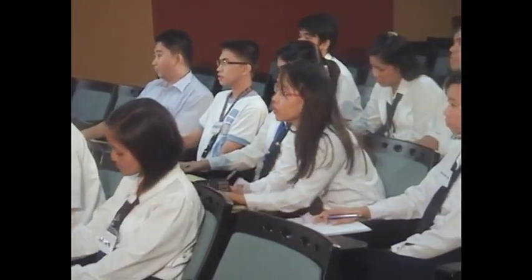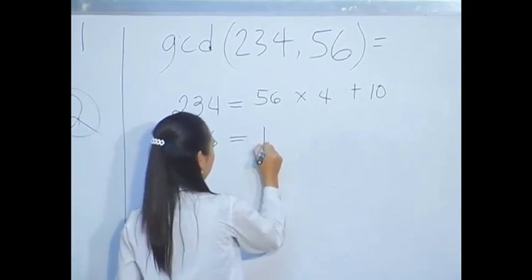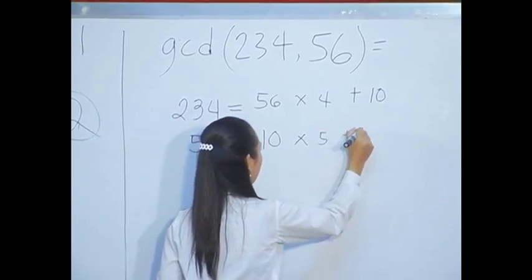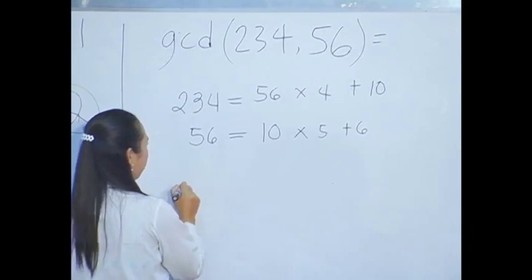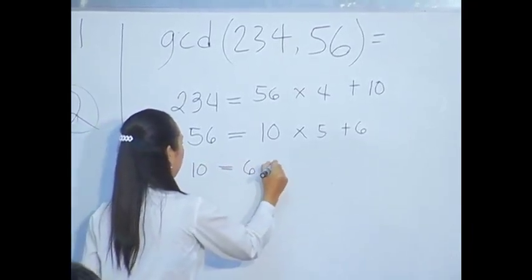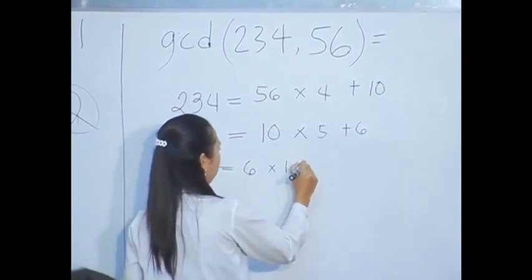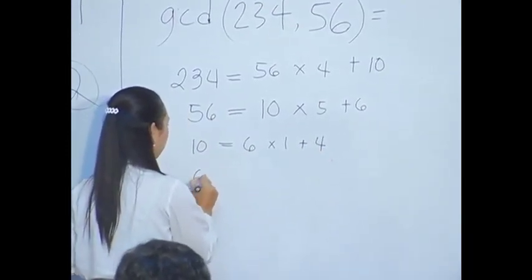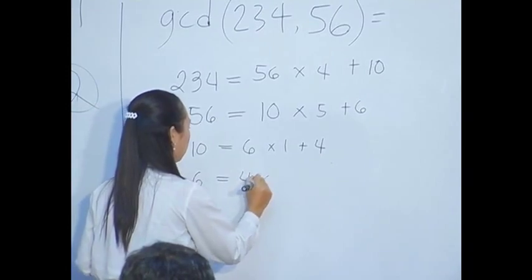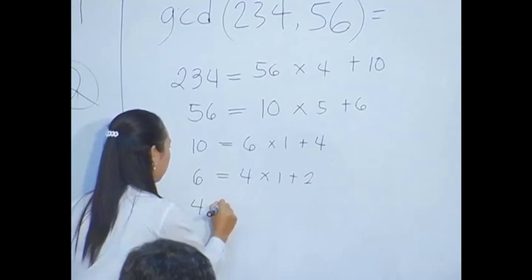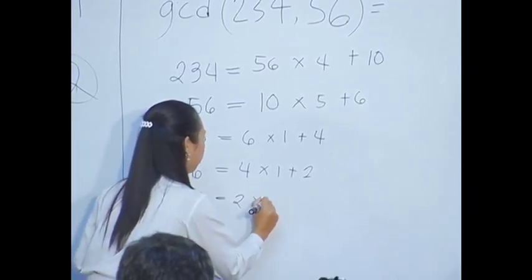Now you bring down the divisor 56 and divide that by the previous remainder, 10. 56 is 10 times 5 plus 6, and then we repeat. 10 is equal to 6 times 1 plus 4. 6 is equal to 4 times 1 plus 2. 4 is equal to 2 times 2 plus 0.